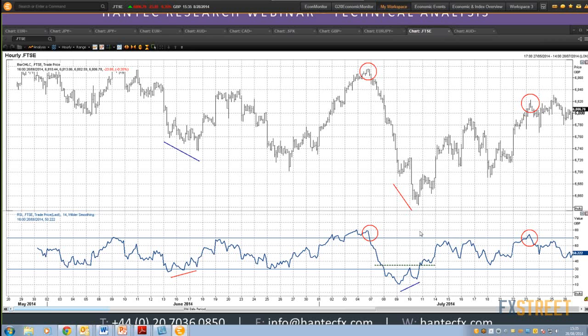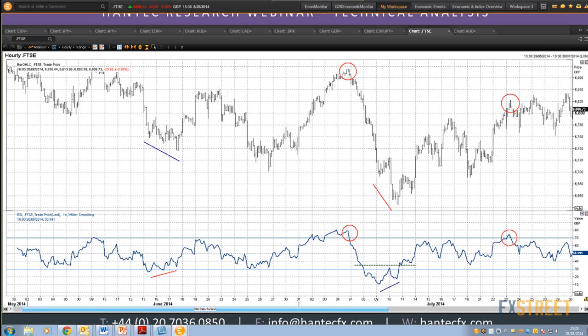That sharp move to the downside, you start to get a recovery in the RSI, which subsequently turns out to be a bullish divergence with a failure swing. And then you can start to think about long positions again. So you then move along.